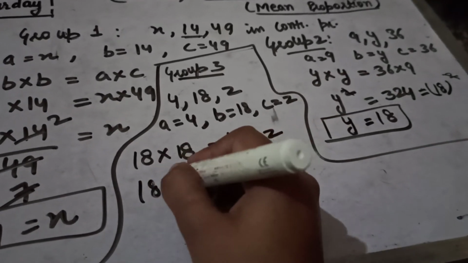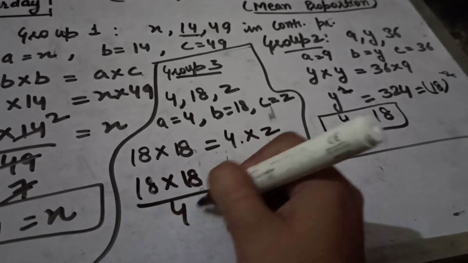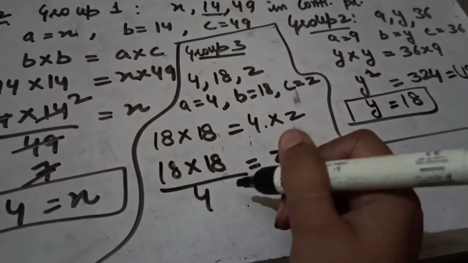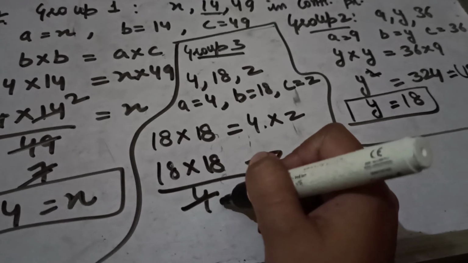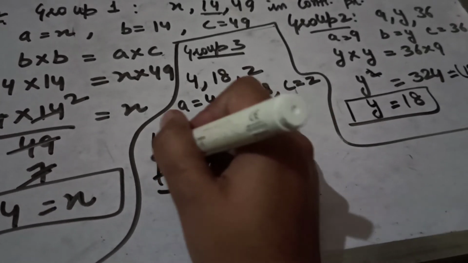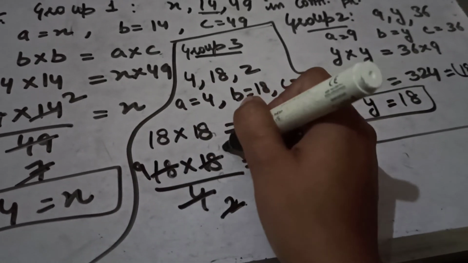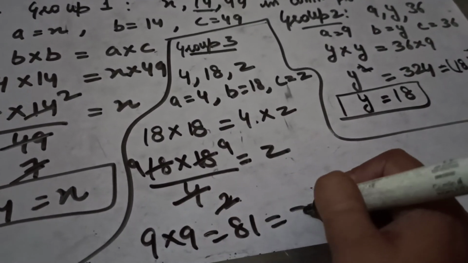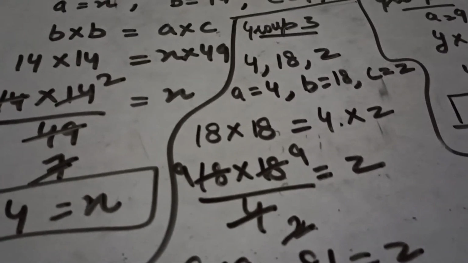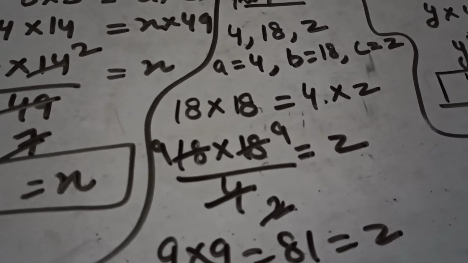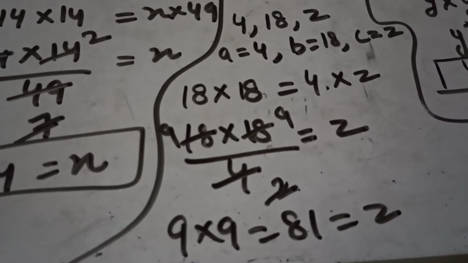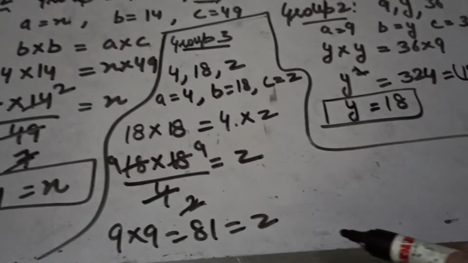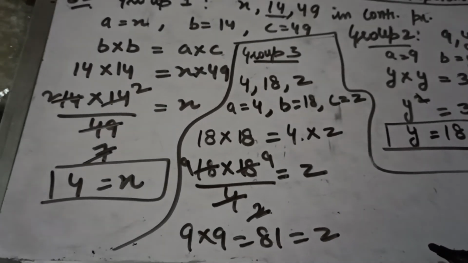Again this 4 comes to this side in the denominator place. Cut by 2, then 9. Again 9. 9 nines are 81, which equals z. So the value of z is 81, right? Value of x is 4, value of y is 18 and value of z is 81.